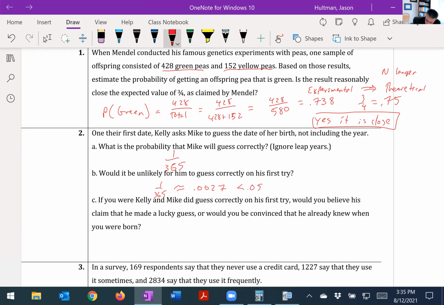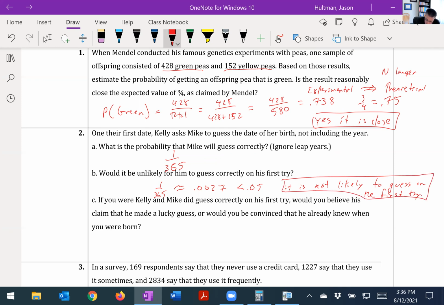So it is not likely to guess on the first try. It is not likely to guess someone's birthday on the first try.